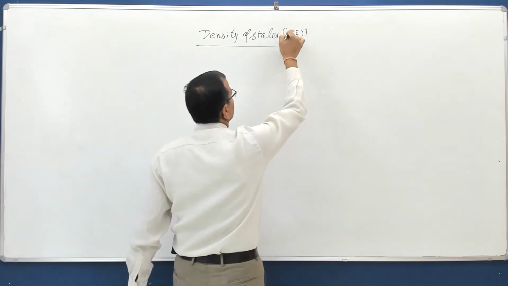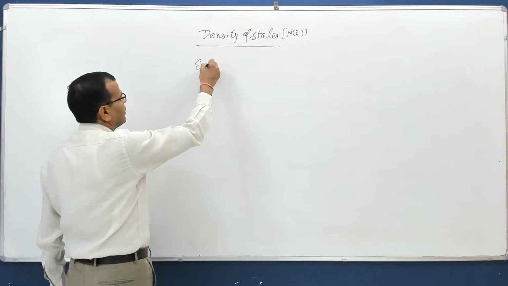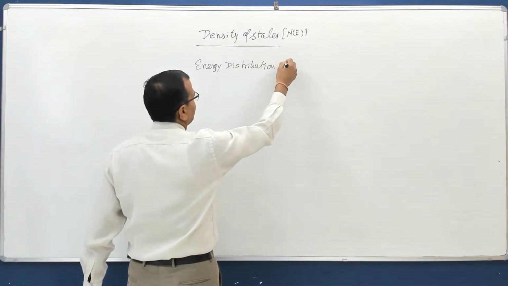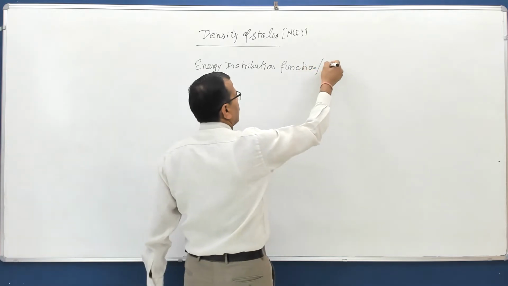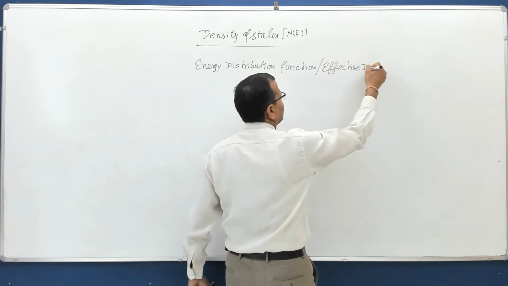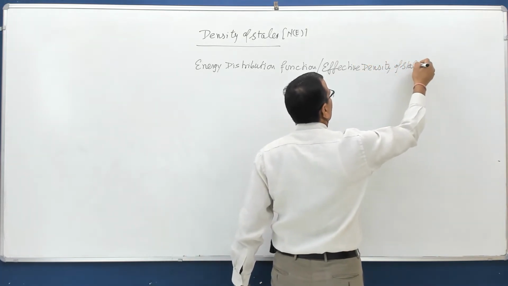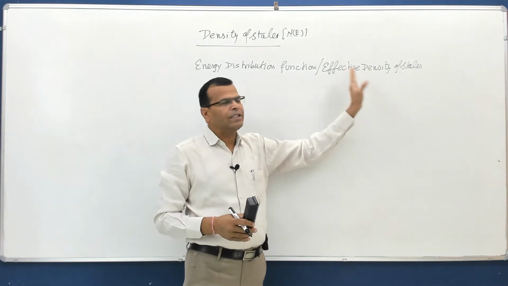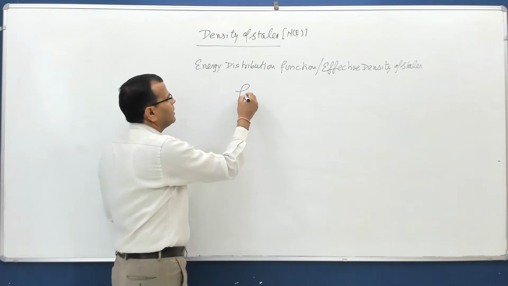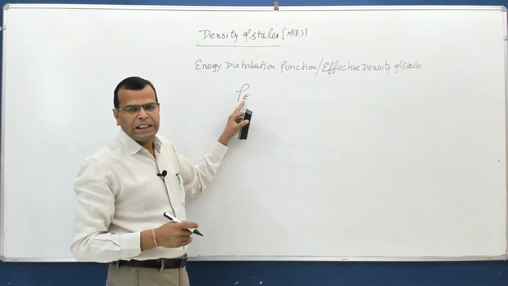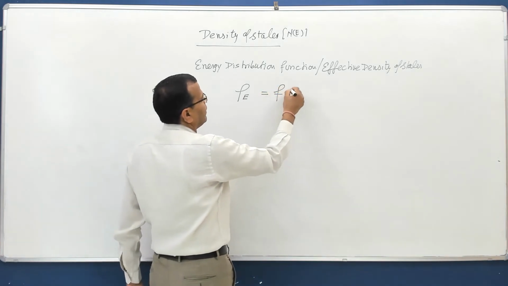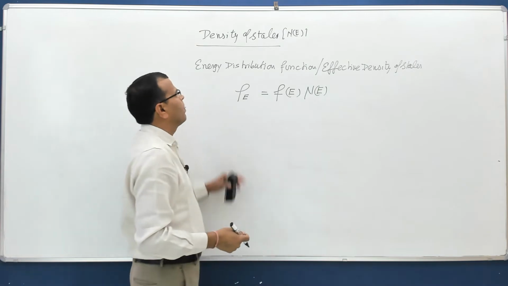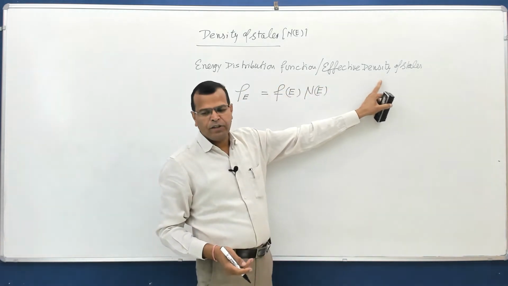So before you proceed with this, we will talk about the energy density function. Rather than saying energy density, sometimes it is called energy distribution function, and sometimes it is called effective density of states. So before we talk about this, let us talk about energy density function. Normally that is denoted by rho, with subscript E. Rho E is equal to F(E), that is Fermi Dirac function, into N(E), where rho E is energy distribution function or effective density of states.